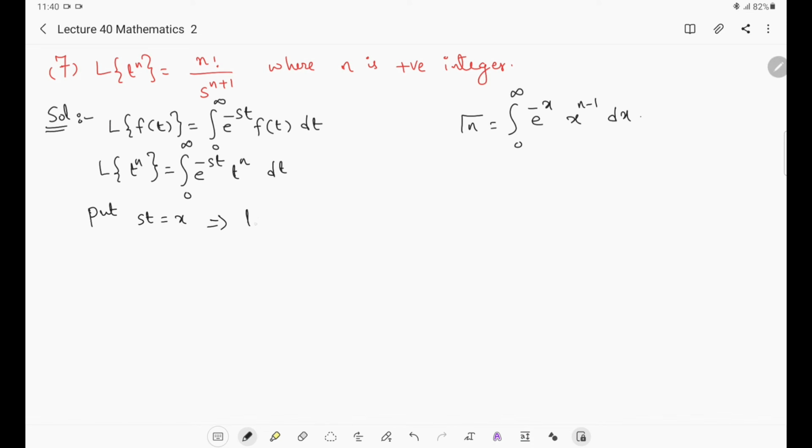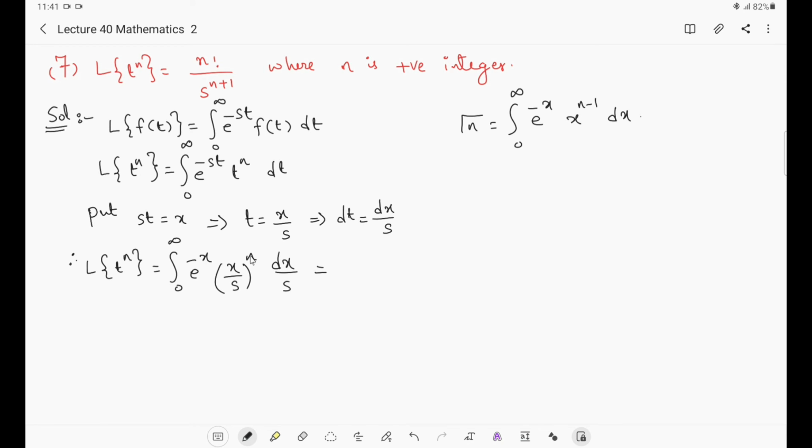This implies t is x/s, right. Then dt is dx/s, right? Limits will be 0 to infinity only. So therefore, the left-hand side, Laplace transform of t^n, equals the integral from 0 to infinity of e^(−x), t^n, t is (x/s) whole power n, dt, dt is dx/s, which is equal to, here you see s^n will be there and here s^1 is there.